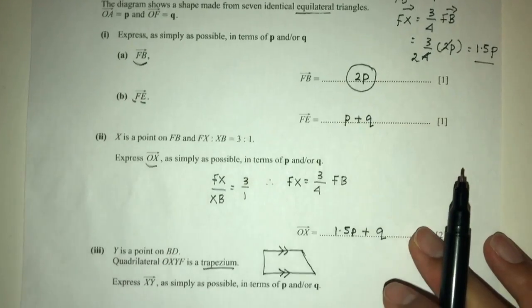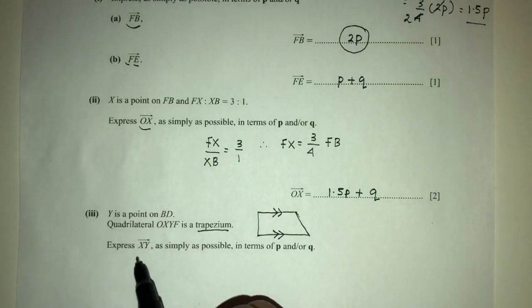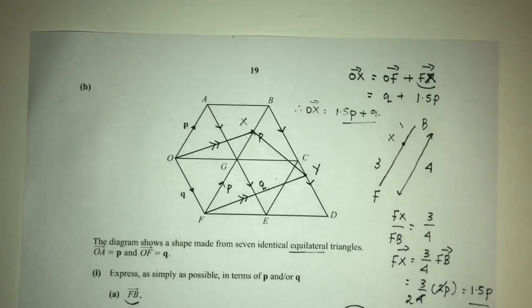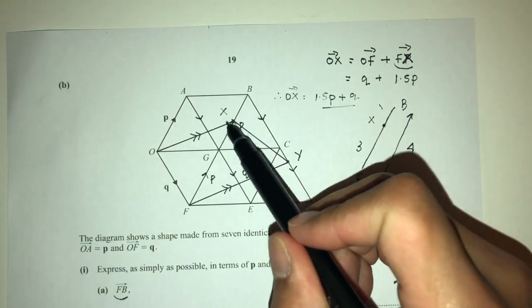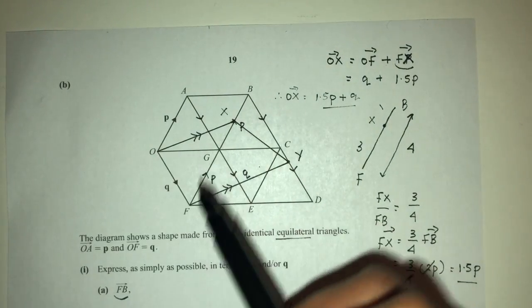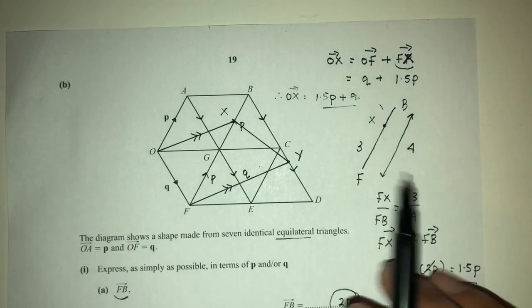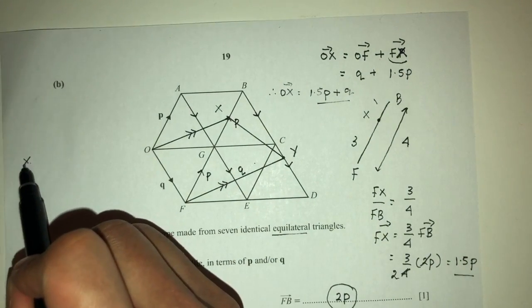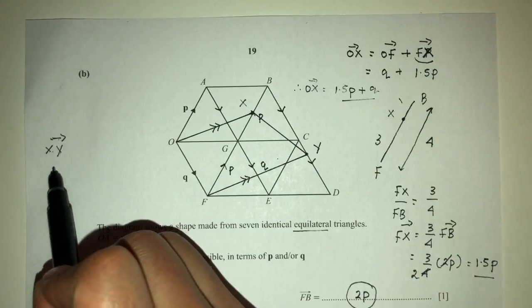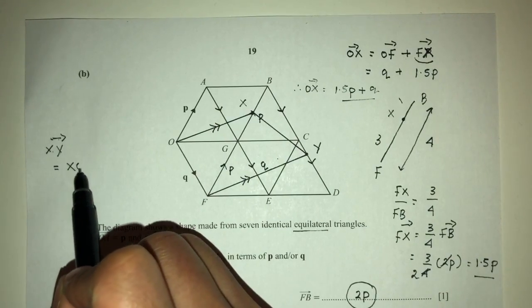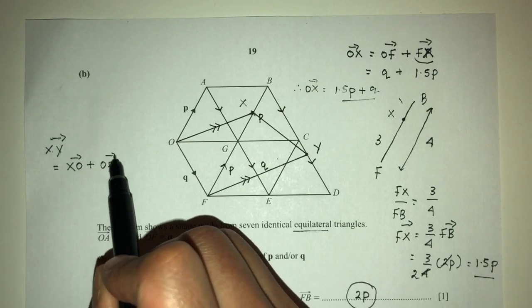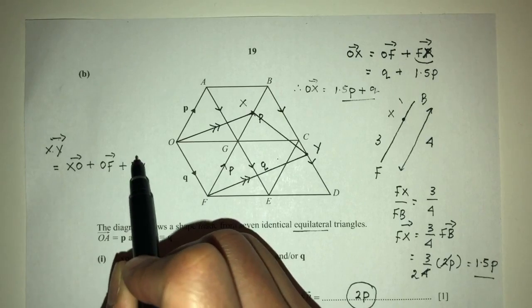Now question is, we have to find what? We have to find XY. So how can you find XY? Let's observe. Go back to your diagram. From X, we have to go to Y. X, we can first go to O. O, we can go to F, and F to Y. So let's write this down. To find XY, according to the diagram, I can see that I have to X going to O, O going to F, and finally F going to Y.